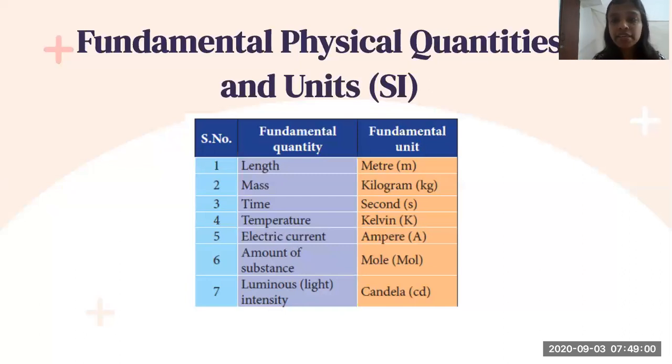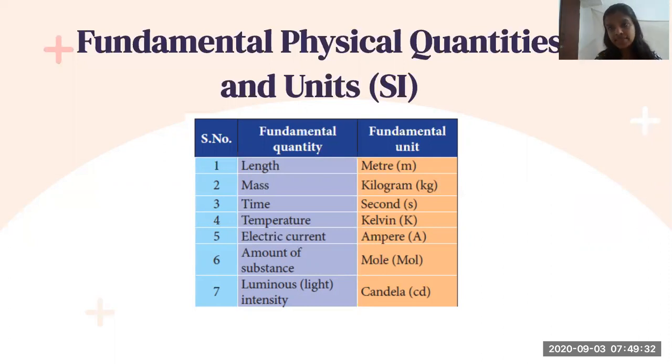The next one is luminous intensity. Luminous intensity is the intensity of light. How much light is in a particular area, or how much light is being emitted. How much light there is and how much intensity that light has, that is known as luminous intensity. Its unit is candela. So in the heading you can see fundamental quantities, fundamental physical quantities and units, and in the bracket I have mentioned SI.